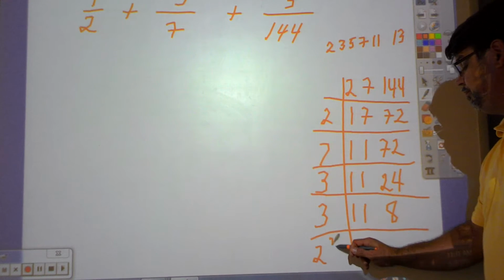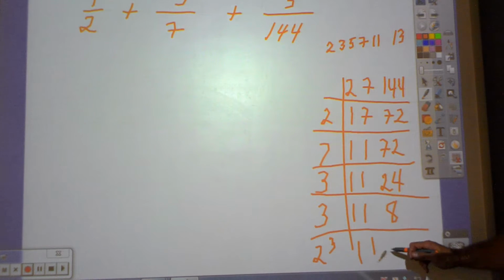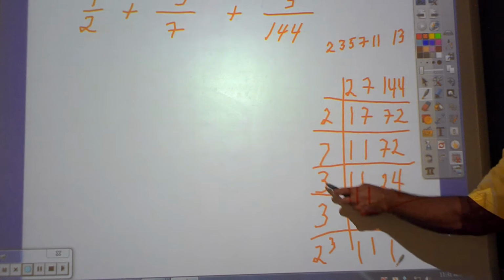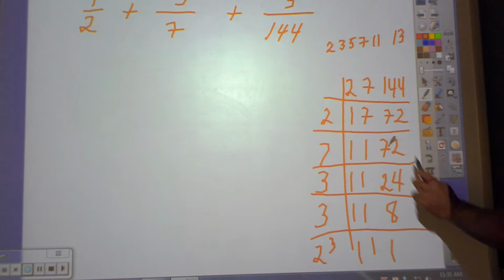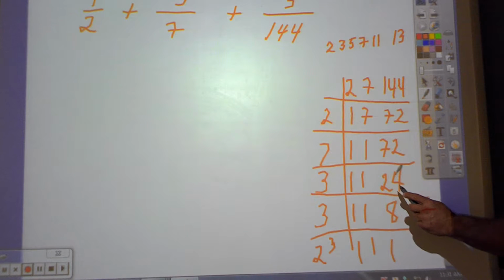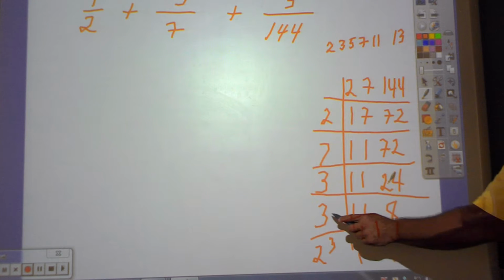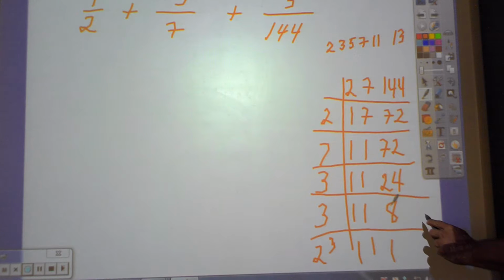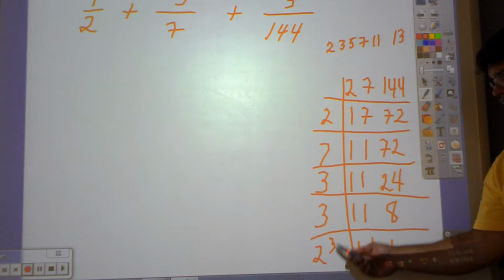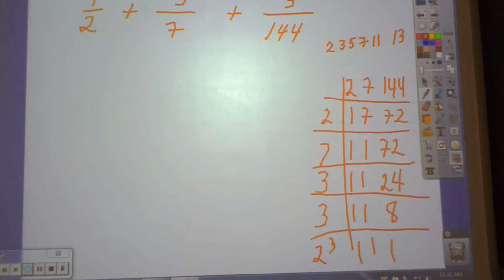Why'd you do 3 twice? And then, 3 will go into 72. How many times? 24. 3 will go into 24. How many times? 8 times. So you just keep doing it over, till you get 1. You gotta get 1s. And this is 2 to the 3rd because I ran out of room. I didn't want to put 3 2s down there, and you can do that if you want to.